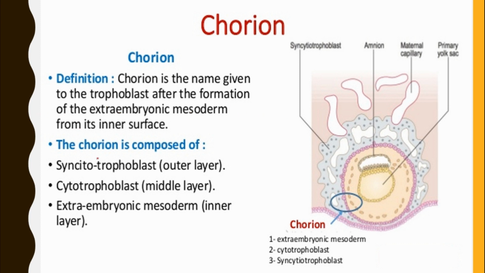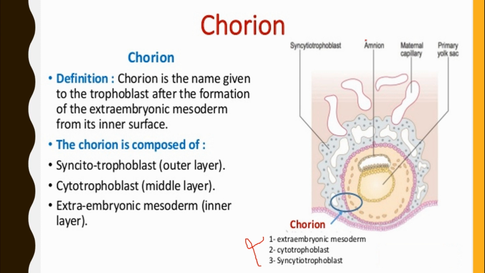It's the outer surface, and chorion is composed of syncytiotrophoblast and cytotrophoblast. Okay, the trophoblast has two layers, cytotrophoblast and syncytiotrophoblast, and extra-embryonic mesoderm is the inner layer. So here you can see this is chorion. Chorion is the outermost layer and has three structures: extraembryonic mesoderm, cytotrophoblast and syncytiotrophoblast, composed of these three layers. Okay, and this is amnion.